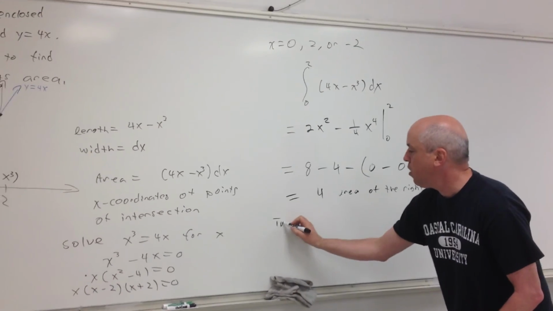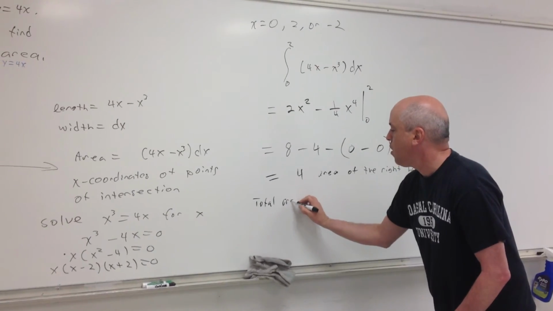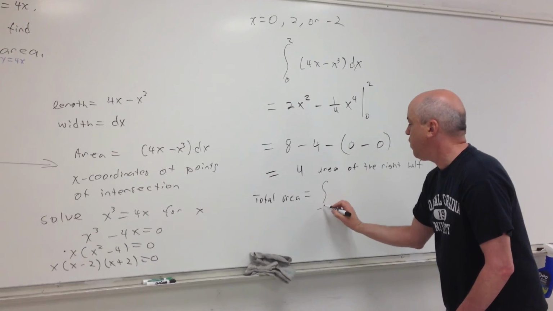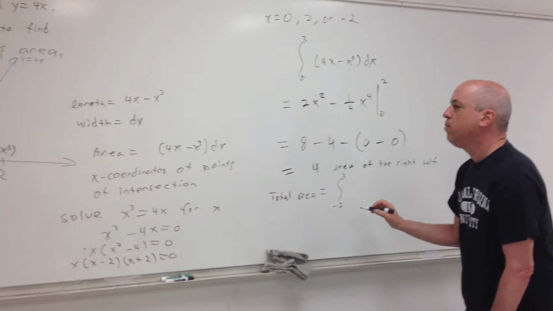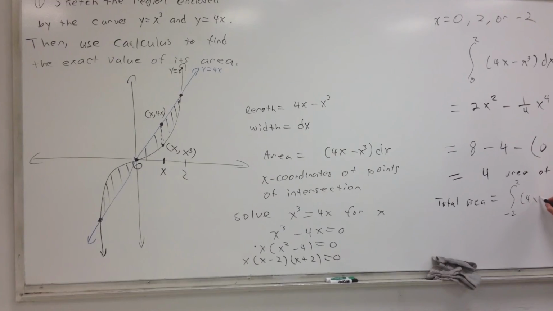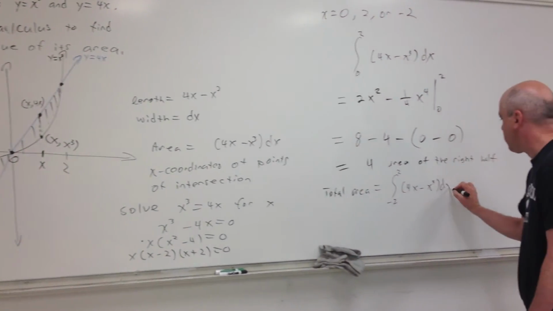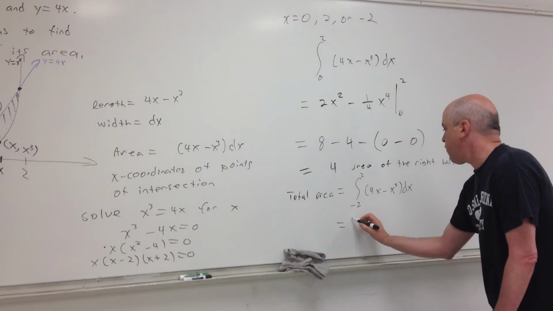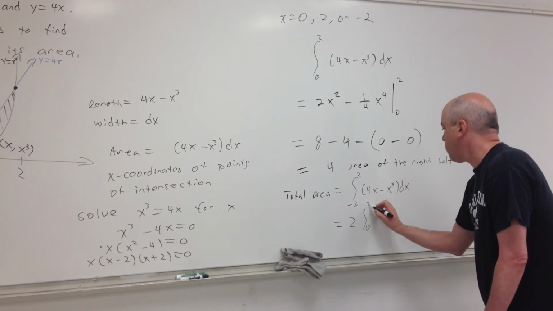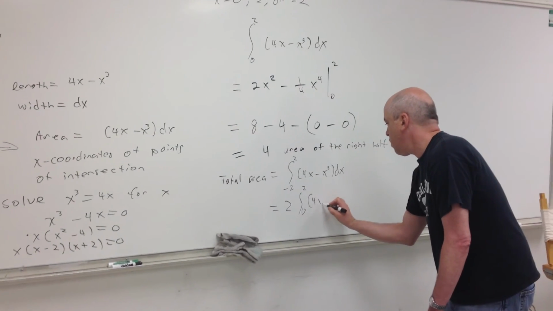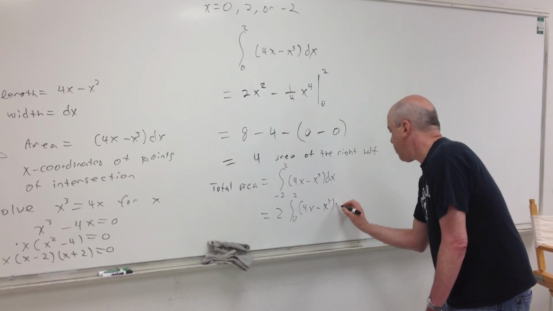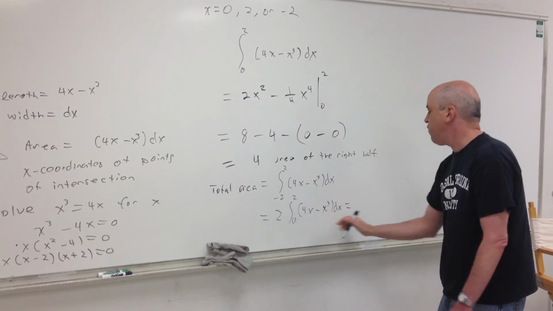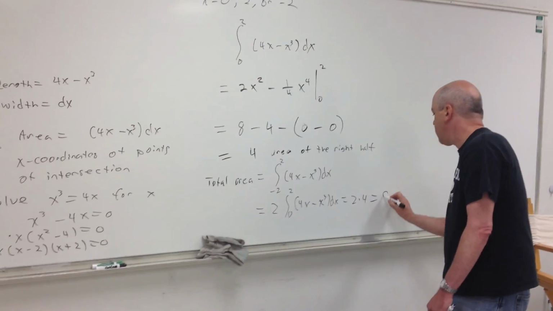The total area technically would be the integral from negative 2 to 2 of 4x minus x to the third dx. But as we noted earlier from symmetry, this is double the integral from 0 to 2 of 4x minus x to the third dx, which we just computed to be 4, so 2 times 4 equals 8.